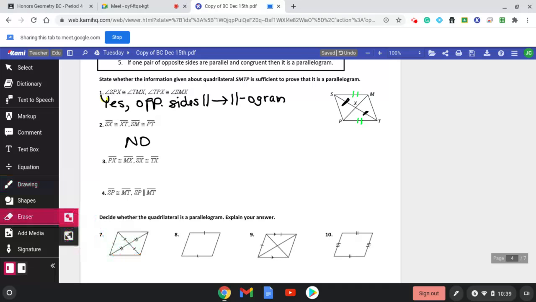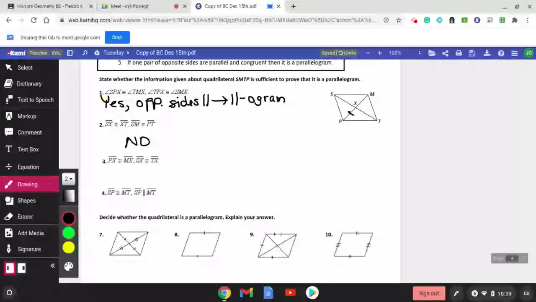Moving on. Any questions? You just open up your mic and let me know because I'm not looking at the chat at all. Next up. All right, what do I have? PX and MX, SX congruent to TX. Get rid of that marking. All right, kids. What do we think here? Good enough for a parallelogram?